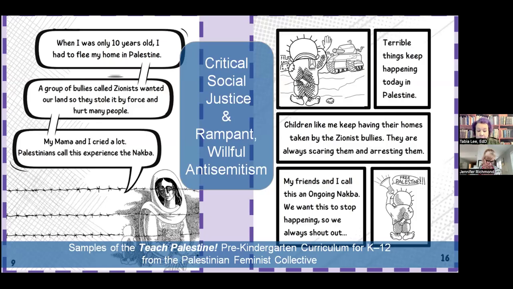Another thing that we see in critical social justice ideology in our K through 12 schools is rampant and willful anti-Semitism. Here you're seeing some samples from the Teach Palestine, and this is a pre-kindergarten curriculum for K through 12 students. So students as young as pre-K on up through 12th grade. This is a read aloud book that a teacher may be sharing with their students. And as you can see, I will just share some of it. This is only a couple of pages, and from a span of the book. So, you can only imagine what the rest is like.